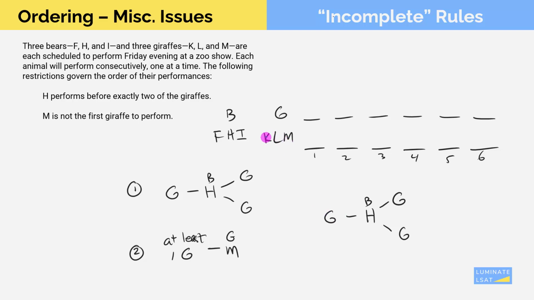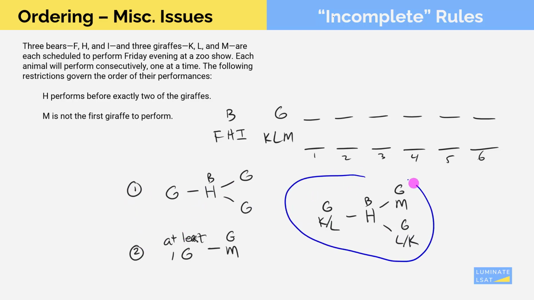Well, it's got to be either K or L. And so I'm going to write that in over here. We know that the exactly 1 G before H has to be K or L. And that means the other G's here are going to be M or the other one of L or K. And that's what I'll write over here. So now we've actually combined rule 1 and rule 2. We don't have to worry about them in our list of rules anymore. We just have to focus on this.